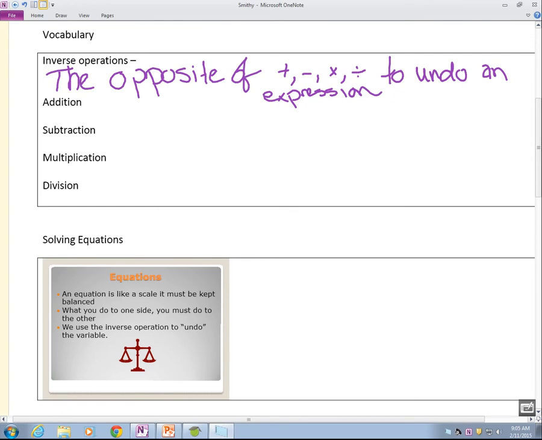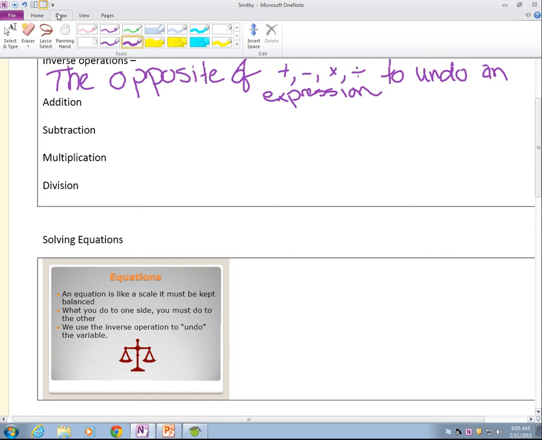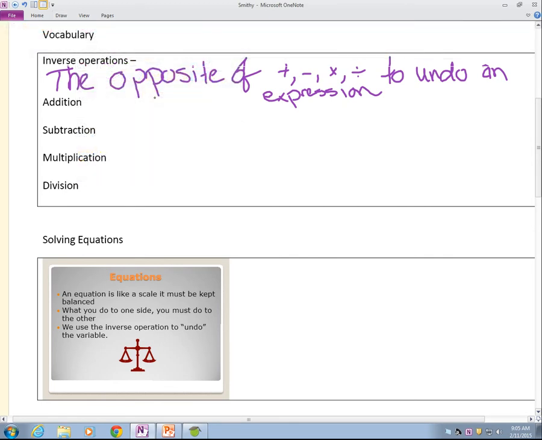So addition, as we just talked about, what's the opposite of addition? Subtraction. I'm going to do this in a different color. Well, let's use black. Subtraction is the inverse. And if you are standing in a spot and you subtract 2 steps and you want to get back to where you were, what do you have to do? Add 2 steps. So the inverse of subtraction is addition.